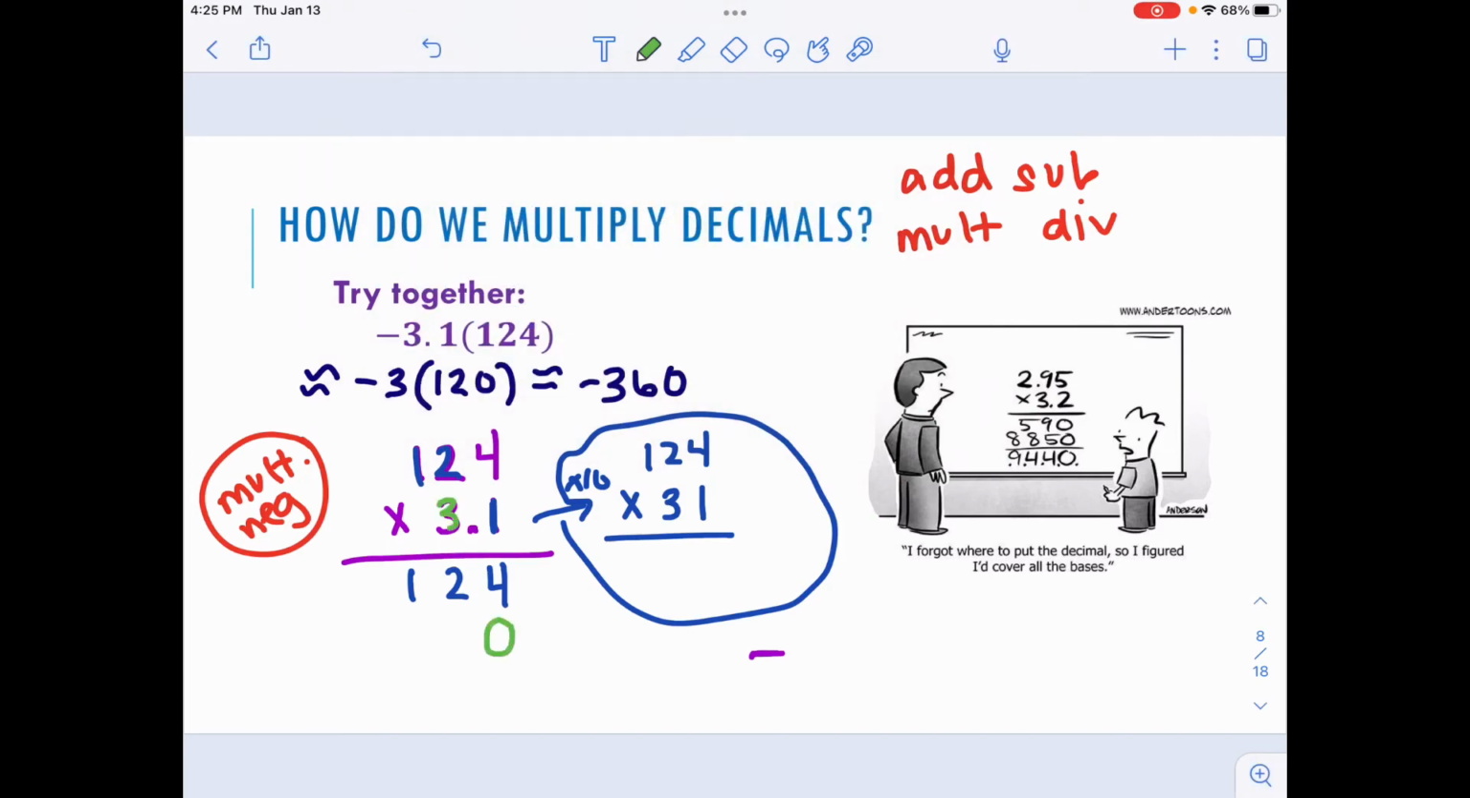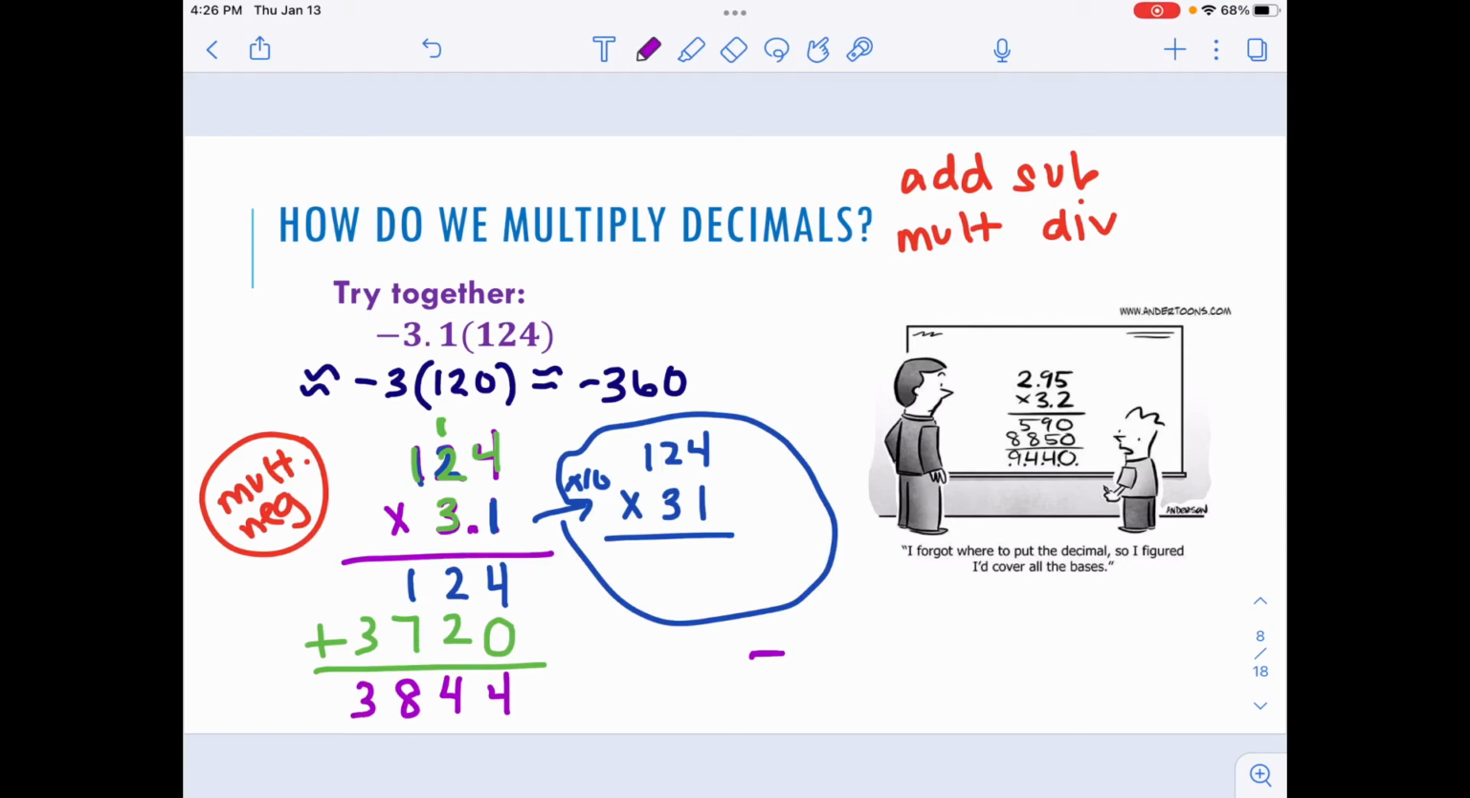And now I'm going to look at the 3. 3 times 4 is 12. I'm going to put the 2 here, carry the 1. 3 times 2 is 6, plus that 1 is 7. 3 times 1 is 3. Now we're going to add both of those up. 4, 7 plus 1 is 8. Bring down my 3. And I'm not done, right?